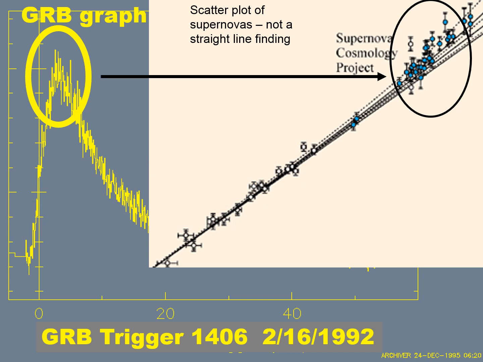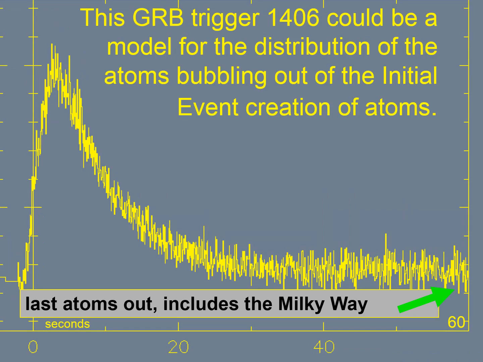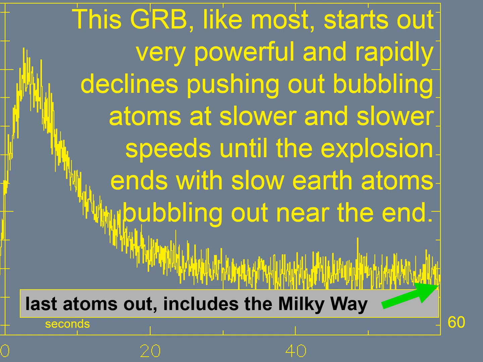This GRB trigger, 1406, could be a power model for the distribution of bubbling atoms shown out of the initial events, creation of atoms shown earlier. This GRB, like most, starts out very powerfully and rapidly declines, pushing out bubbling atoms at slower and slower speeds until the explosion ends, with slow Earth atoms bubbling out near the end.